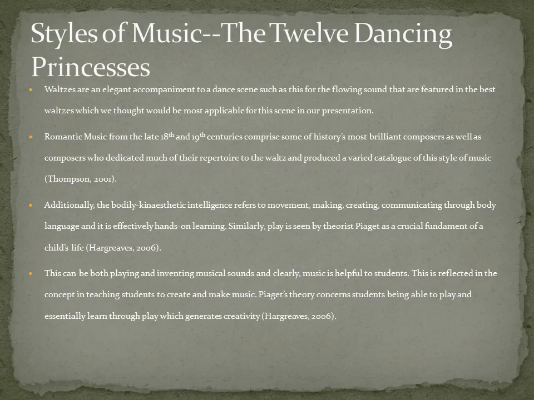And I talked about waltzes as well. And there's a bit of history there on waltzes from Thompson, 2001, and it was really popular during the Romantic period, and that's sort of the time in which the 12 Dancing Princesses was first authored by the Brothers Grimm. And I also mentioned how Hargraves talks about the body kinesthetic intelligence, and it really refers to music appropriately and fittingly because it's all about movement, making and creating and communicating through body language, and it is hands-on learning, and even playing the piano is very much hands-on learning.